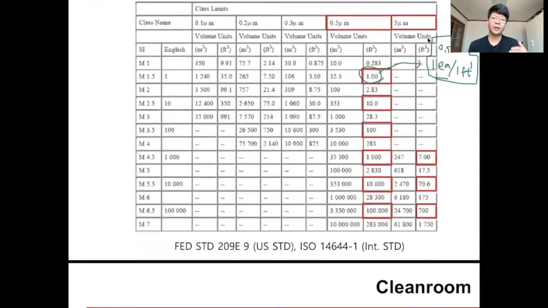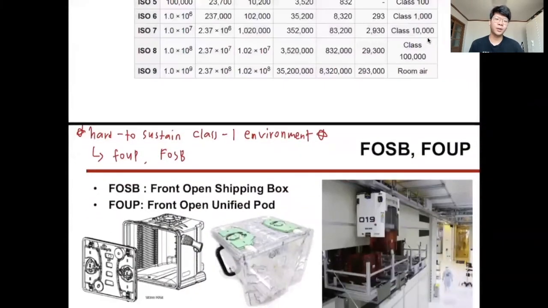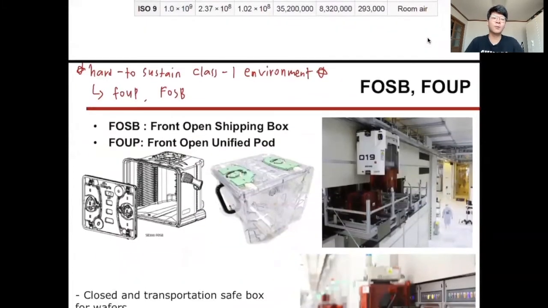Making this environment is hard, so nowadays we use a FOUP and force feed. The FOUP means a front opening unified pod.